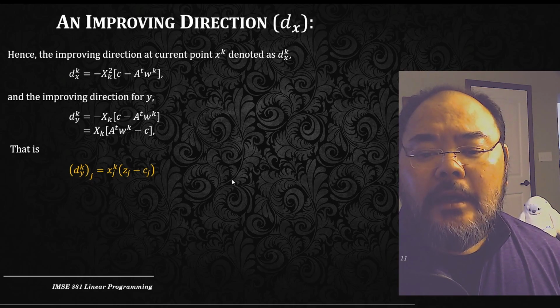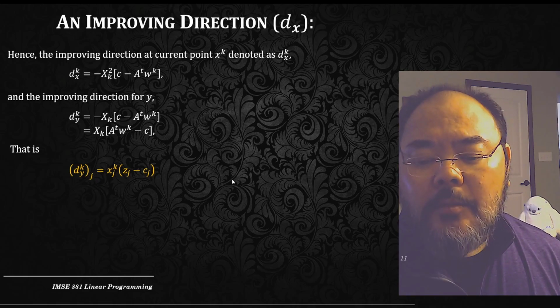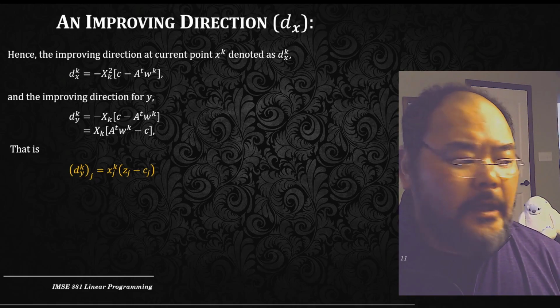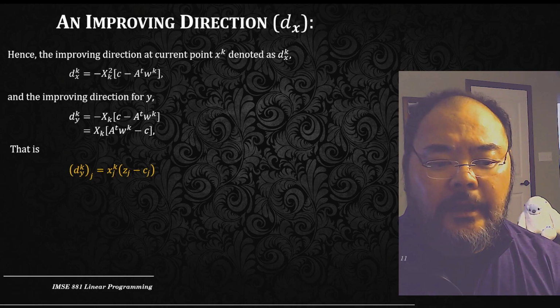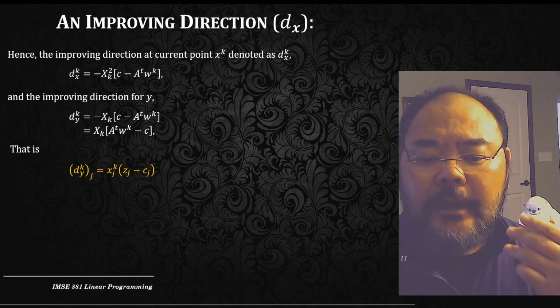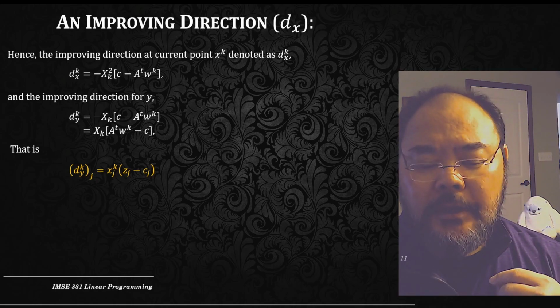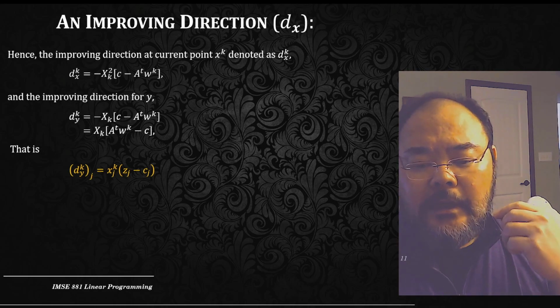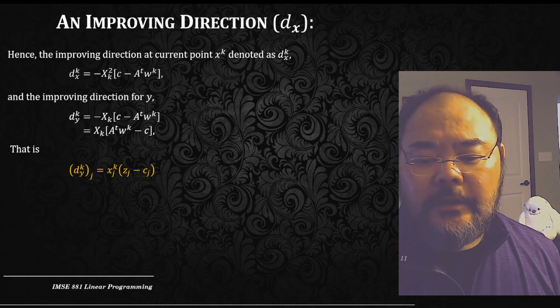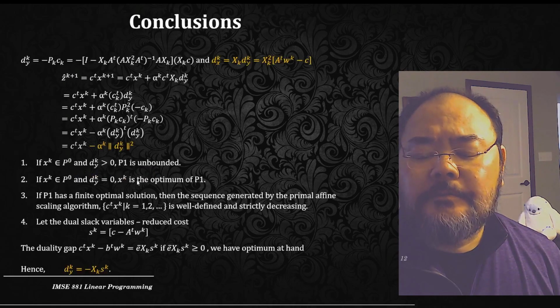Okay, so this result is very nice and easy to implement. So that's why we say the primal affine scaling method, even though the concept is a little bit more complicated and the calculation is a little bit involved, the result itself is fairly easy to implement in that sense.